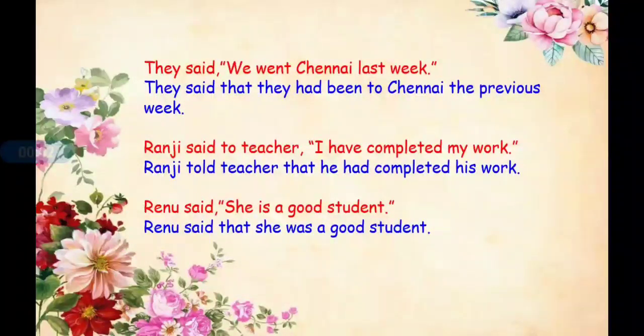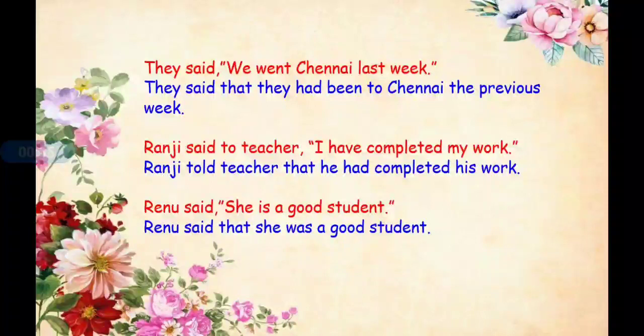Let's see a few more examples. They said, we went to Chennai last week. What is the reporting verb here? Said. And what is the tense of the sentence inside the quotation marks? We went to Chennai. That means it is in the simple past tense. Simple past would become past perfect. That means they said that they had been to Chennai the previous week. Last week becomes the previous week.